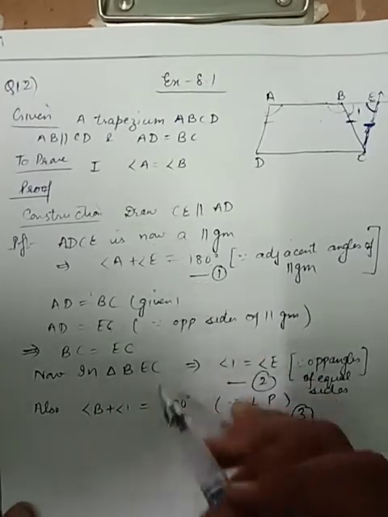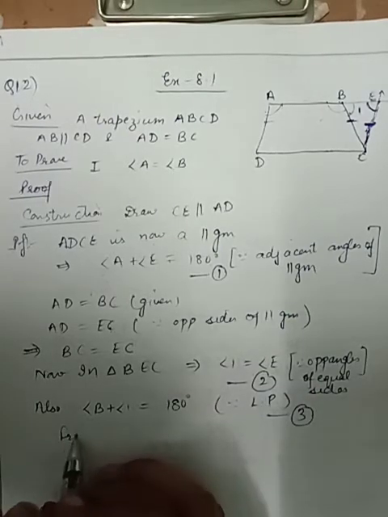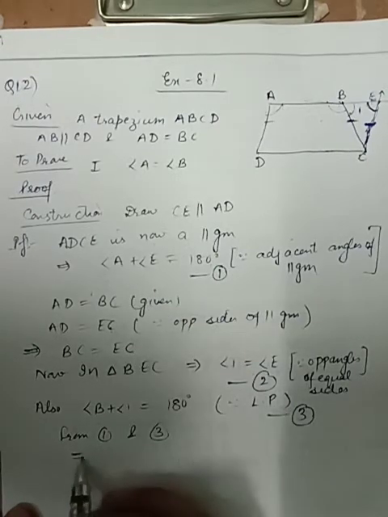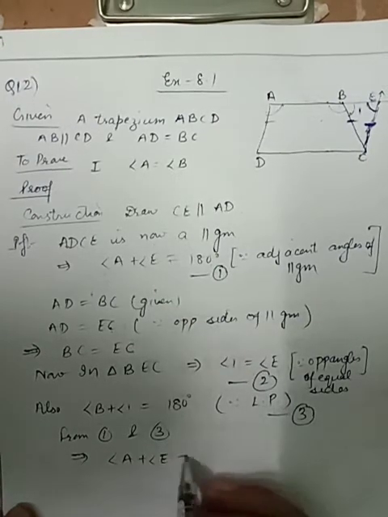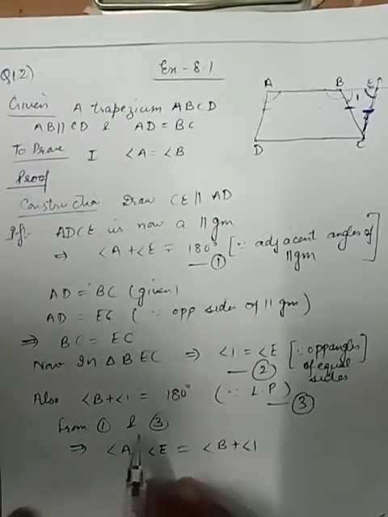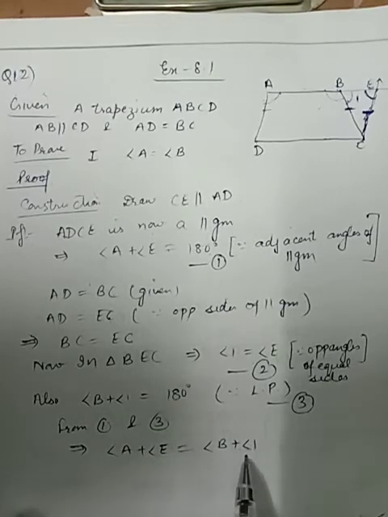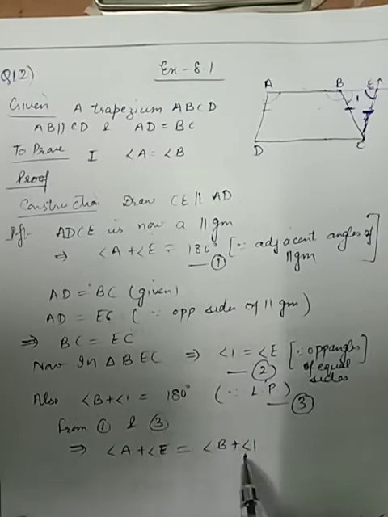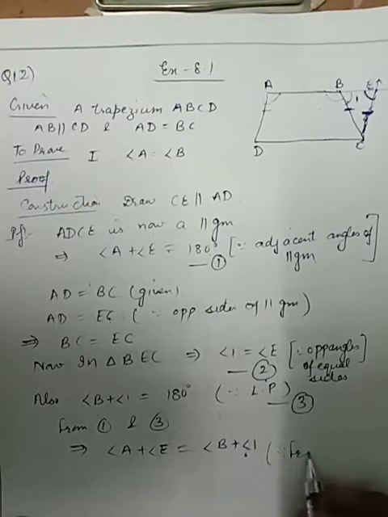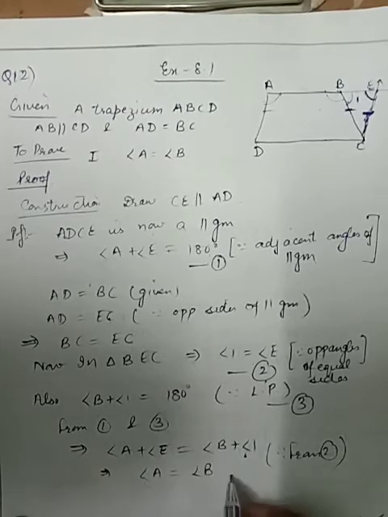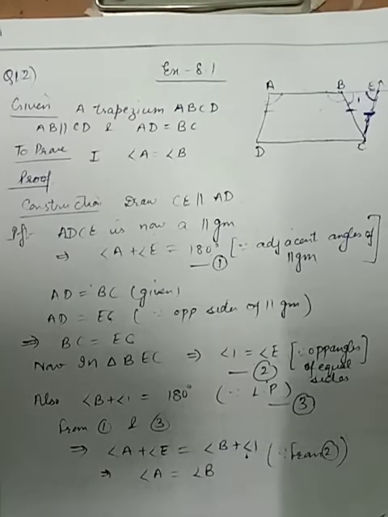Firstly, let us take equations 1 and 3. From equations 1 and 3, their right hand sides are 180, so their left hand sides are also equal. Angle A plus angle E is equal to angle B plus angle 1. Now, as their right hand sides were 180, we have compared this. Now we can use equation number 2 also. From 2, angle 1 is equal to angle E. We can cancel this using equation 2. Now we got the answer: angle A is equal to angle B. Hence it is a proof of the first part.